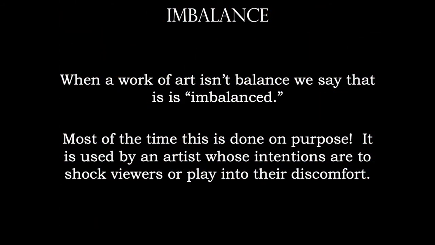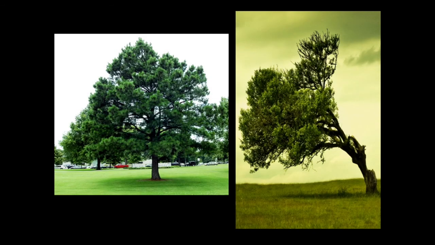So, our last term we need to know about is imbalance. And when a work of art isn't balanced, it then is imbalanced. Most of the time, this is done on purpose. It's used by an artist whose intentions are to shock viewers or to play into our discomfort. And a great example of imbalance are these two trees. Which one would you feel more comfortable having a picnic underneath? And of course, it's going to be the one at the left.